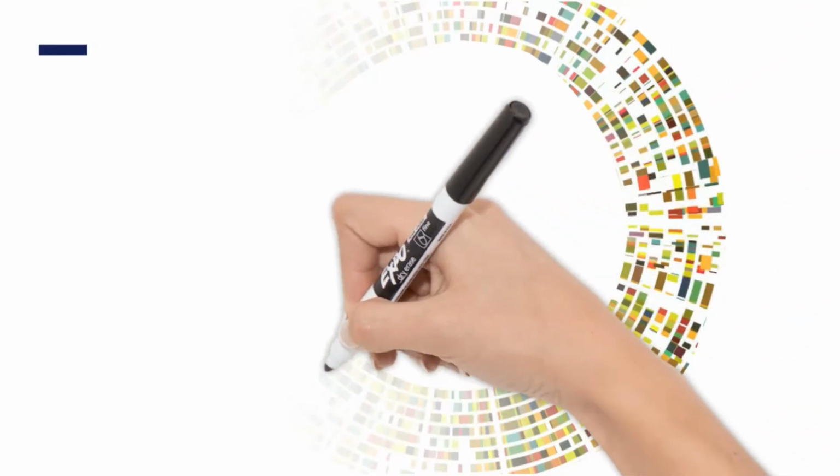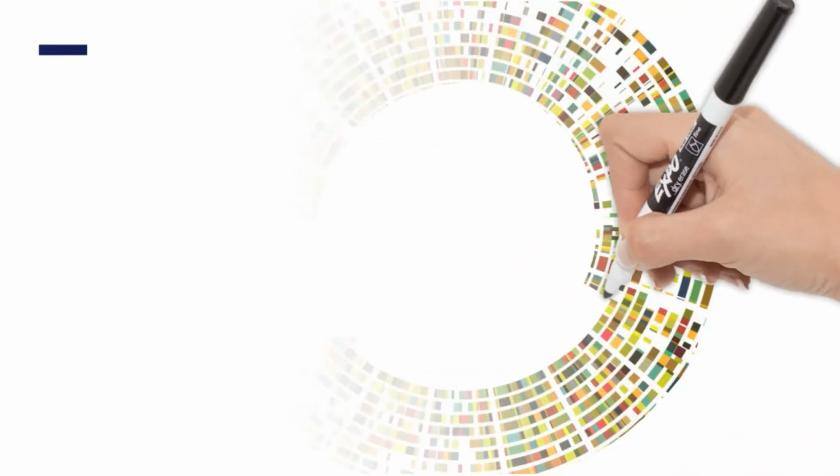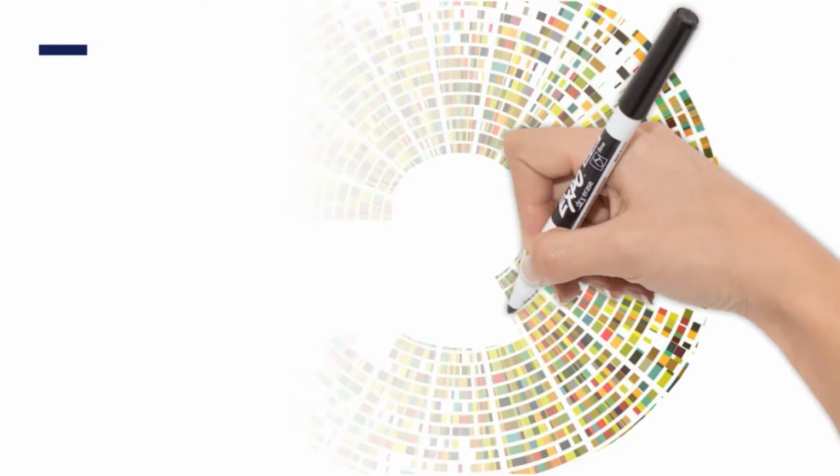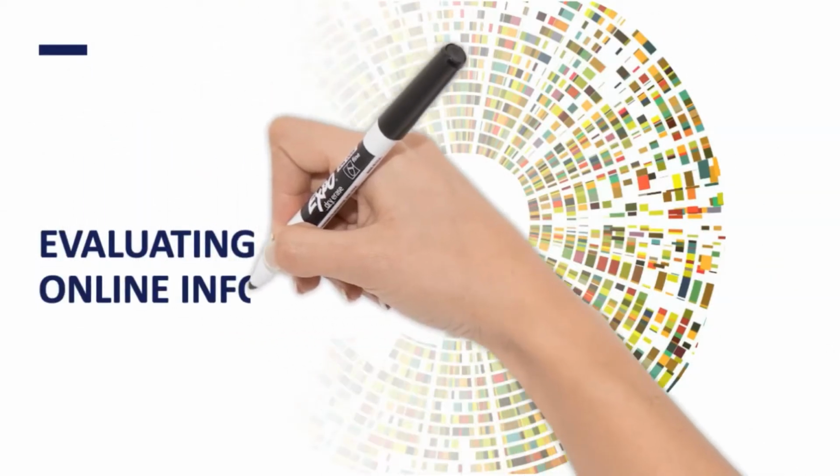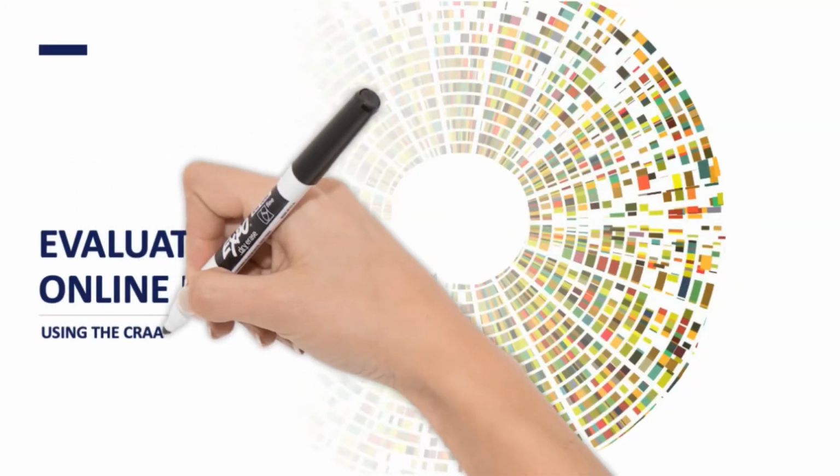In today's digital world, access to an enormous amount of information is relatively quick and easy, but it can be quite challenging to determine the quality of information available on the web. In this e-learning segment, we'll go over a method for evaluating online information called the CRAAP test.